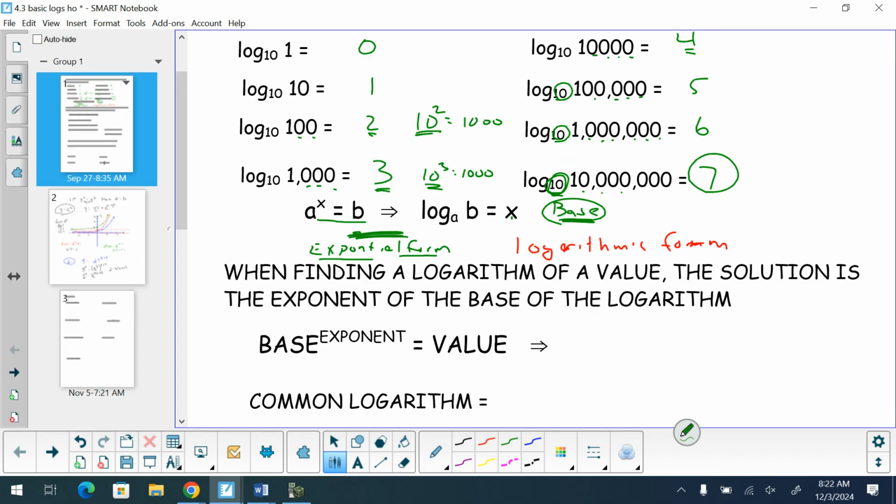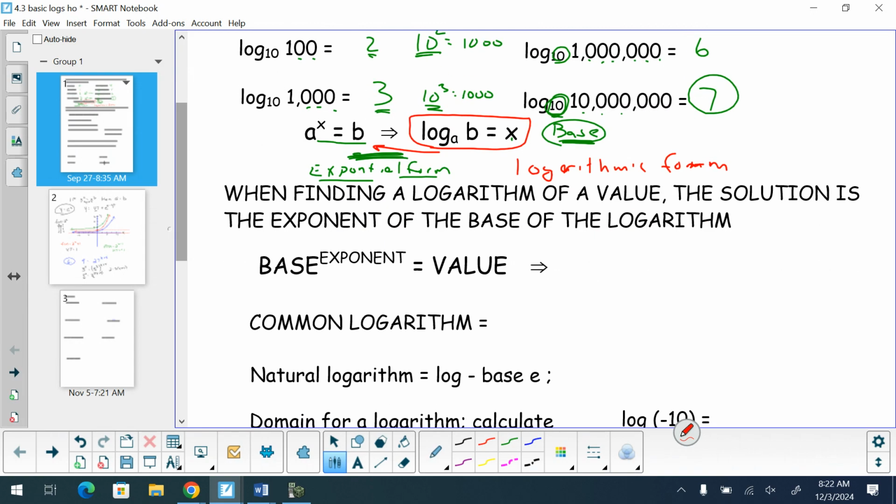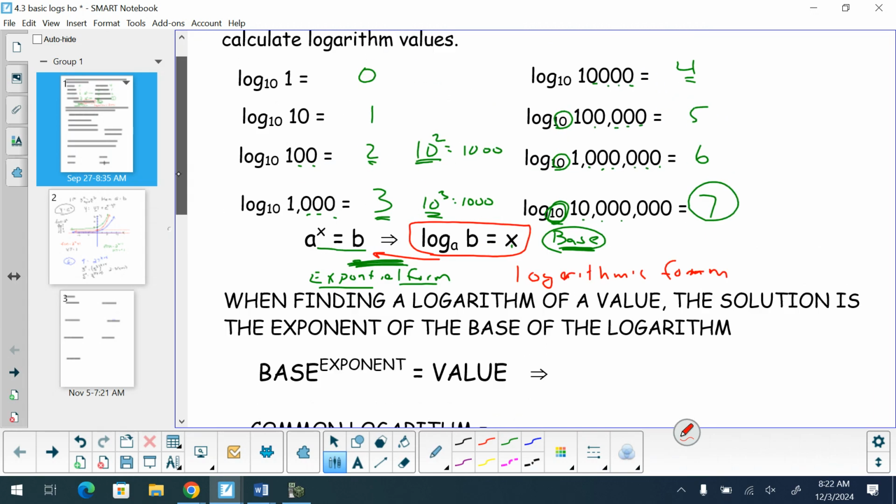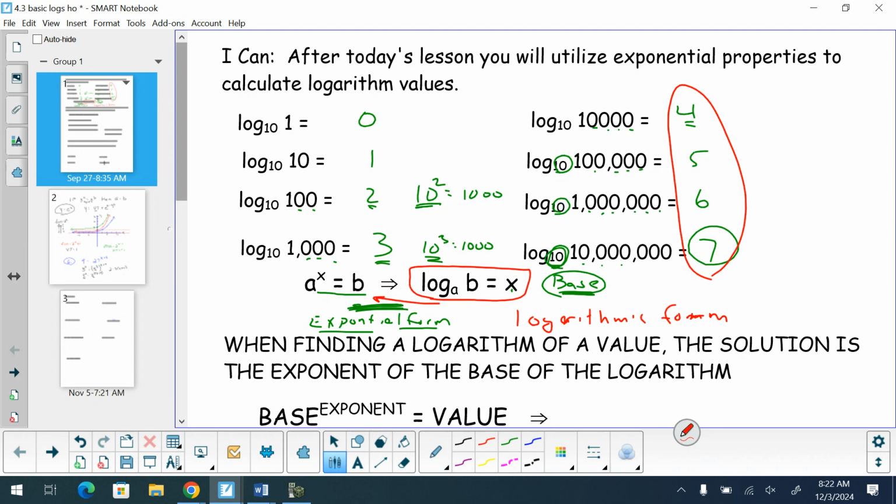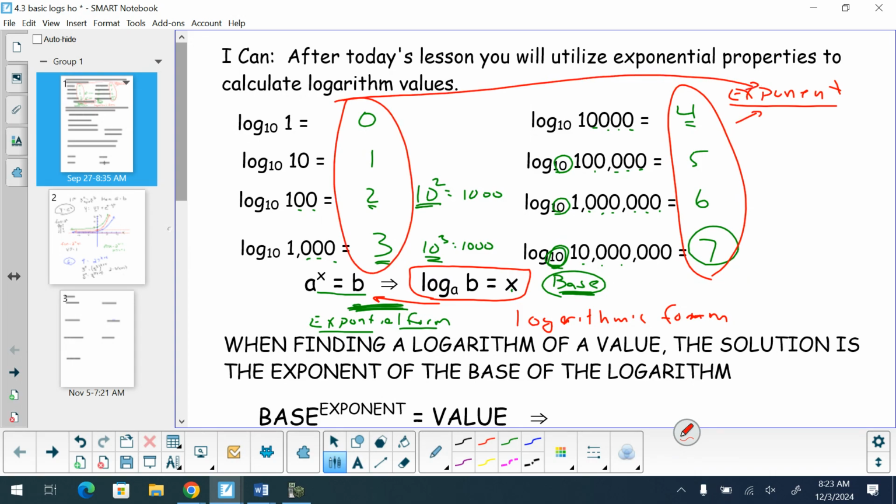So my suggestion always is when given a logarithm, change it back into an exponential form, because we feel a little more comfortable in an exponential form than we do in logarithmic form. When finding a logarithm of a value, the solution is the exponent to the base of the logarithm. So whenever you solve a log problem, your solution is going to be an exponent. Your solution is an exponent.